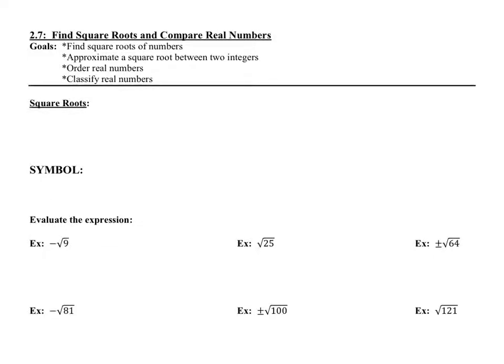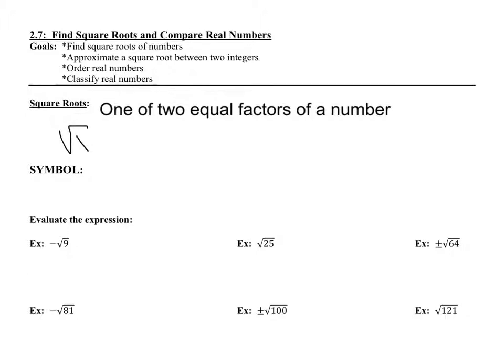In this notes walkthrough, we're going to review how to find square roots of numbers, approximate a square root between two integers, order real numbers, and classify real numbers. Square roots are one of two equal factors of a number. Or you can think of it as what number times itself would give you x.